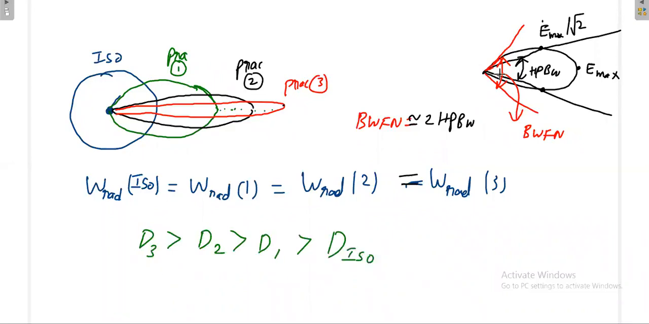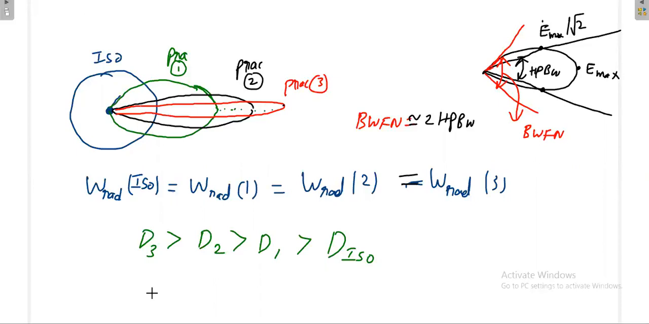And what is happening to the beam width? What is the beam width of an isotropic antenna? Anybody? 4 pi. Can you measure half power beam width here? Because here power itself is not changing. Everywhere it is the same. What is the beam width between the first null? Think over it. But definitely the beam width of an isotropic antenna is greater than the beam width of this one.